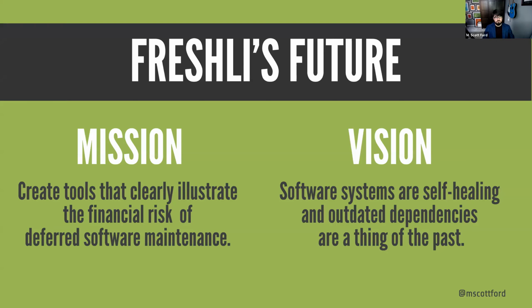So the future for Freshly is to really explore this dependency freshness space and achieve a mission of creating tools that can clearly illustrate the financial risk of deferring software maintenance, with the vision being that Freshly won't be needed anymore one day, that teams will recognize that it's possible to automatically upgrade dependencies. And so they'll just create tooling to do this for you automatically. So automatically detect that a new version of something is available, and then automatically upgrade it, automatically deploy it. The tools to do that exist already, and we just need to start trusting those tools and start leveraging them.